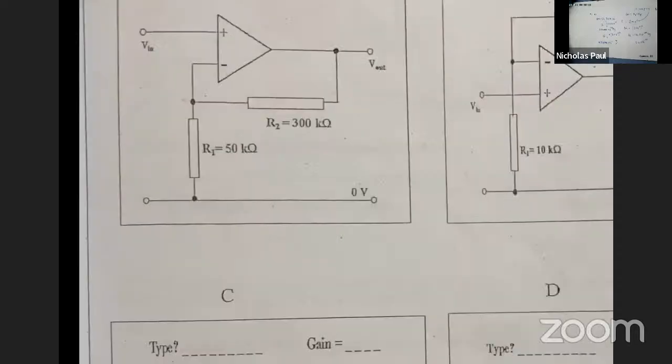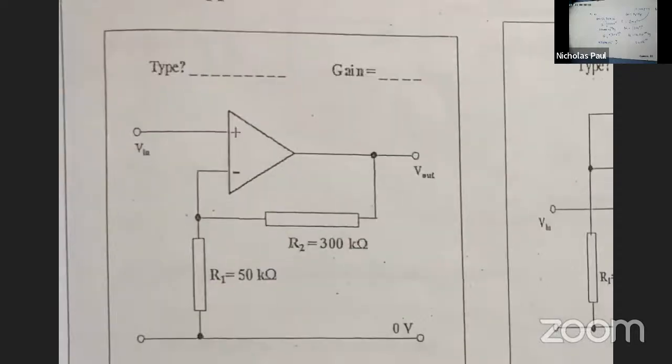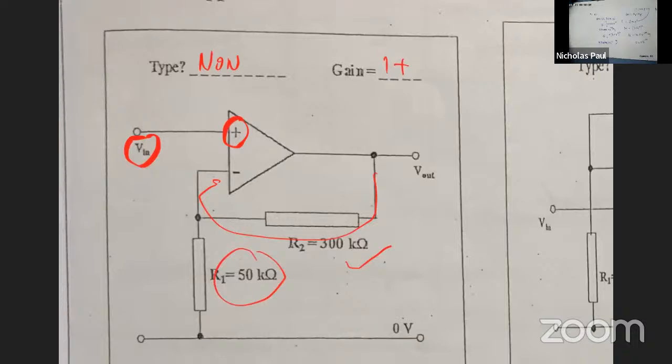So first one here, what type of op amp is this? Non-inverting. The input is run through the non-inverting terminal. So it's a non-inverting and the gain is 1 plus this, your feedback, right? Sorry, I drew the arrow the wrong way. That's the feedback. That's the input. So I got 7. Yeah, gain is 7.